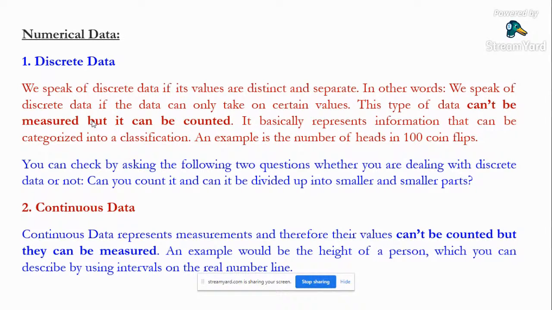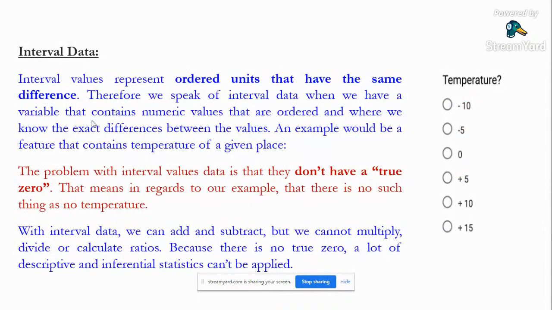On the other hand, continuous data is data that can't be counted, but it can be measured. For example, the height of a person, certain feet, certain inches, is continuous data. A continuous data can be interval data or ratio data. Interval data represents ordered units that have the same differences. We saw that in ordinal data we could also order them in ascending or descending order, but in that case there was no true difference. In this case, we have a true difference.